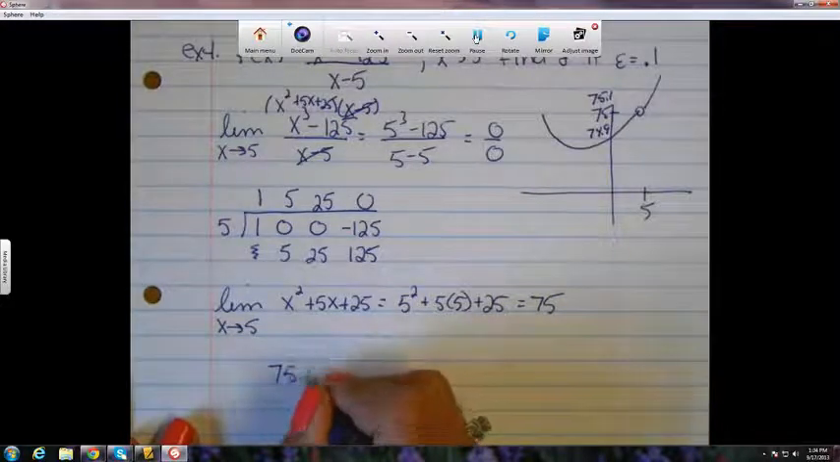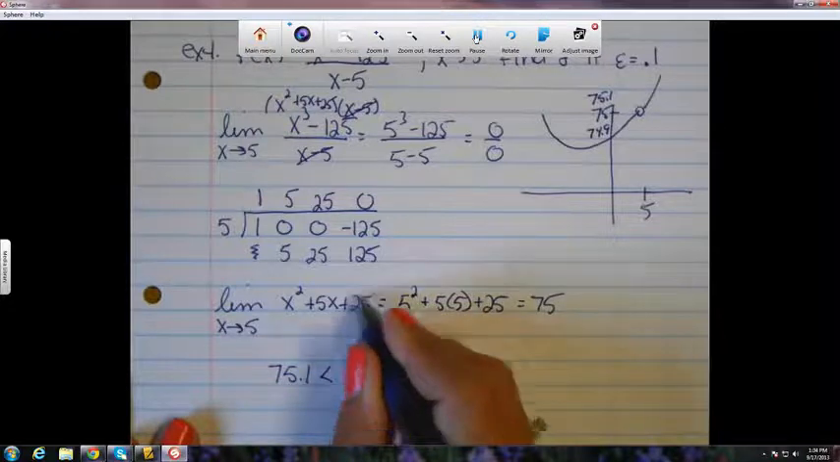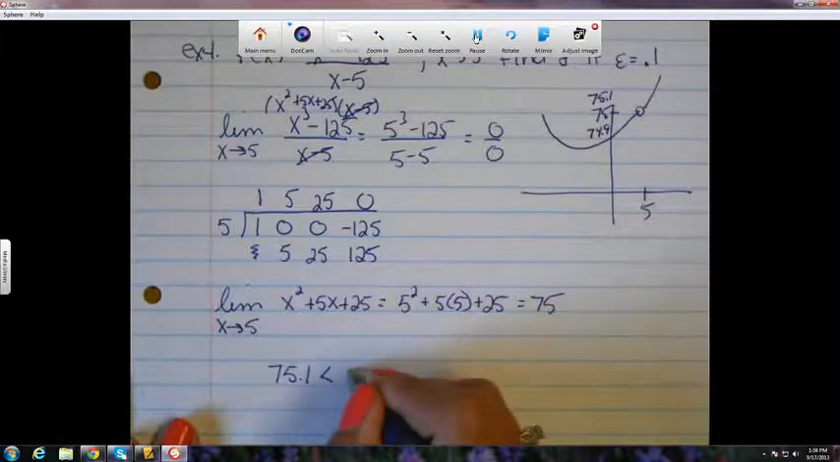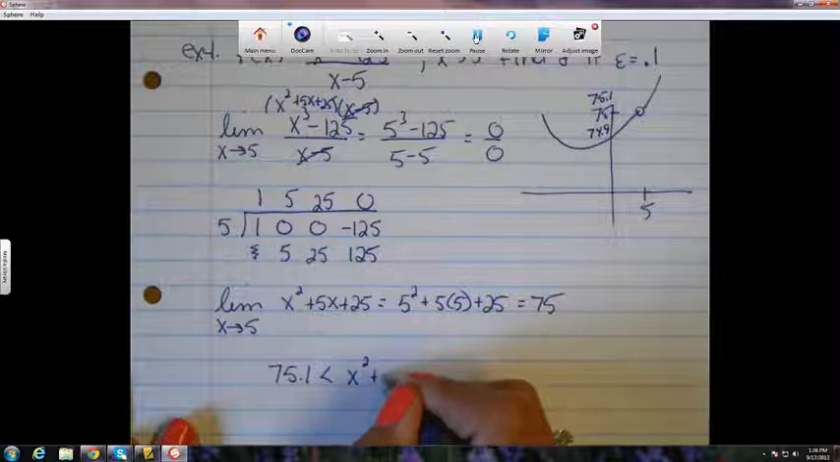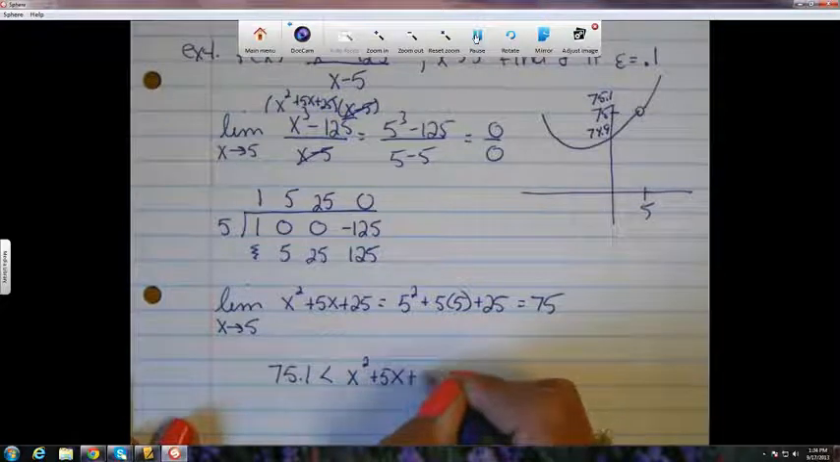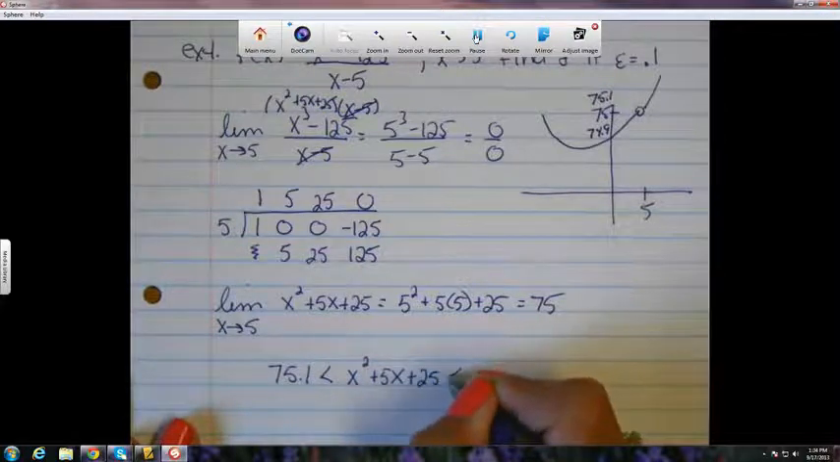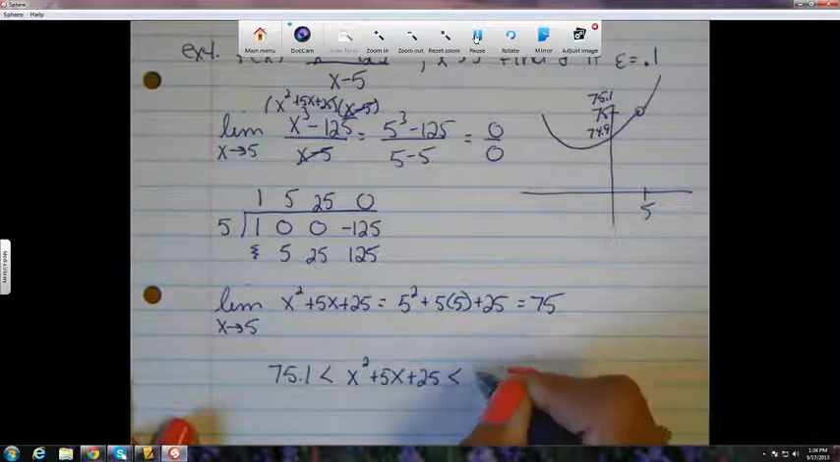74.9 is less than, I've got a quadratic equation in the middle, x squared plus 5x plus 25 is less than 75.1. Oh, I put the wrong one.